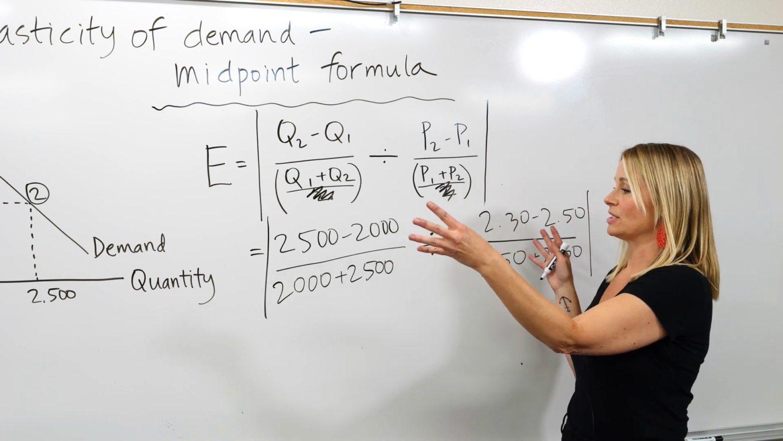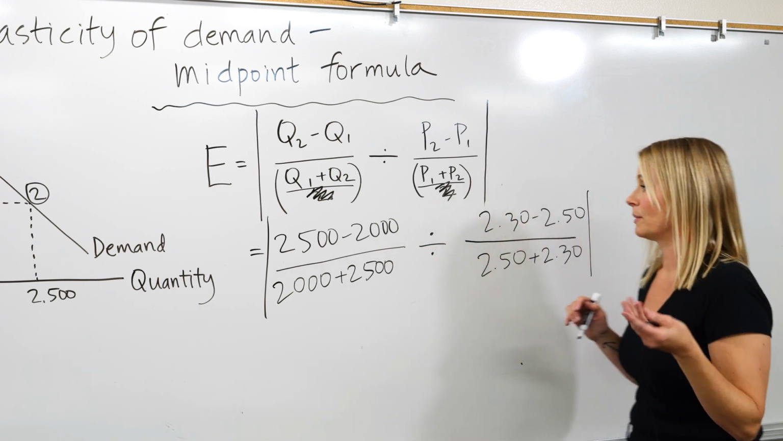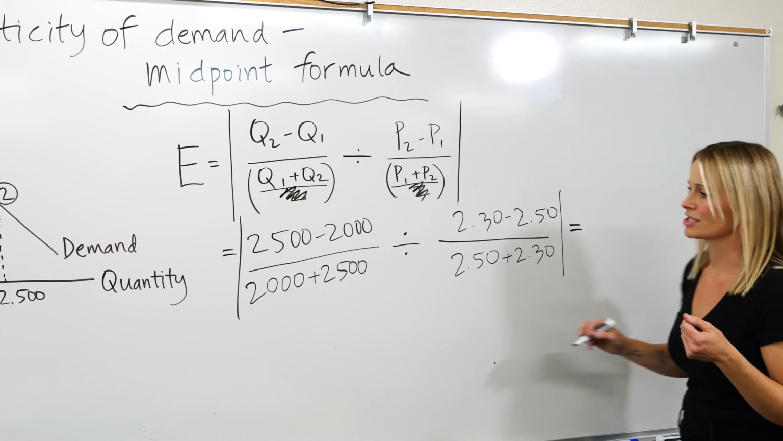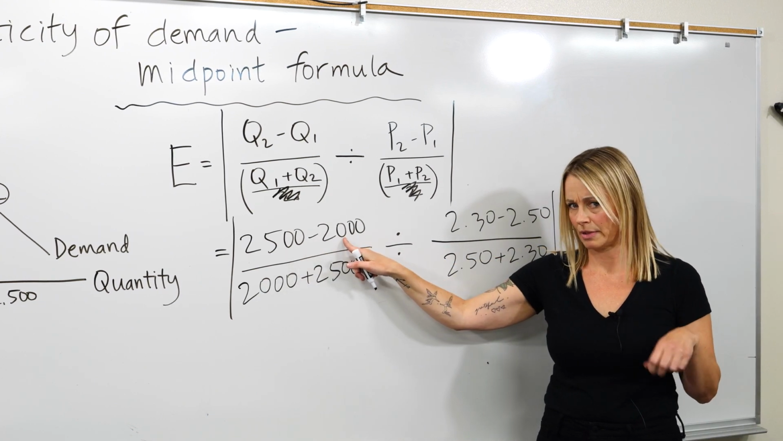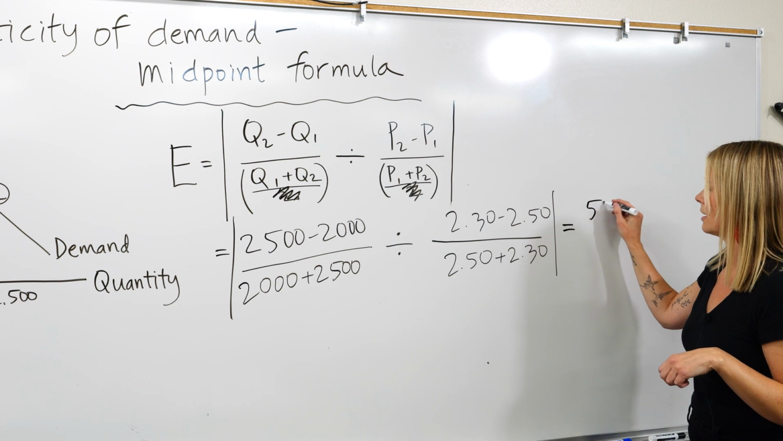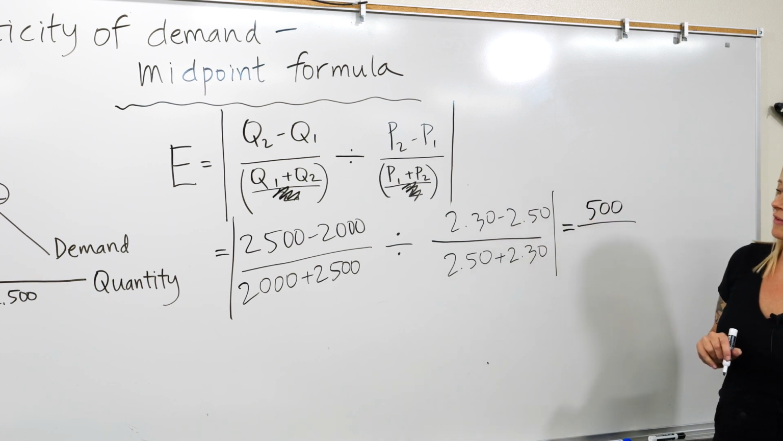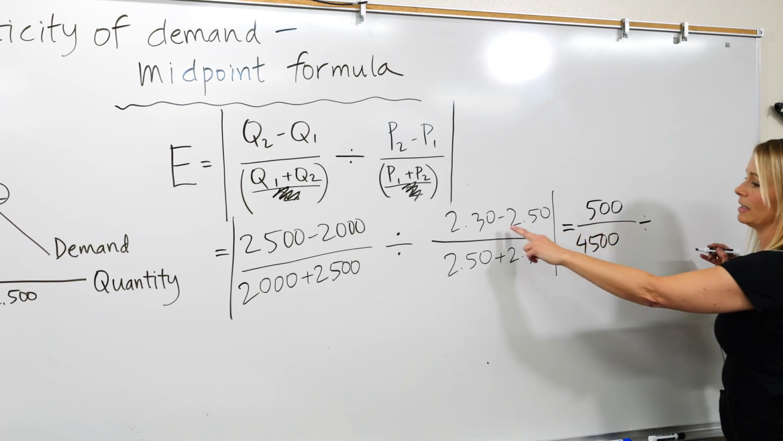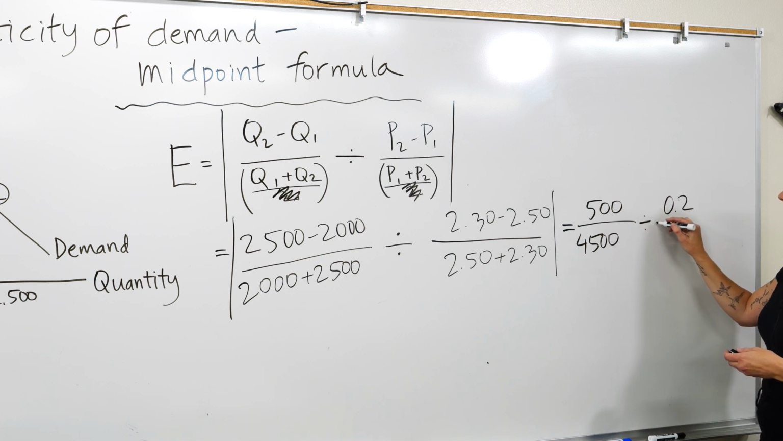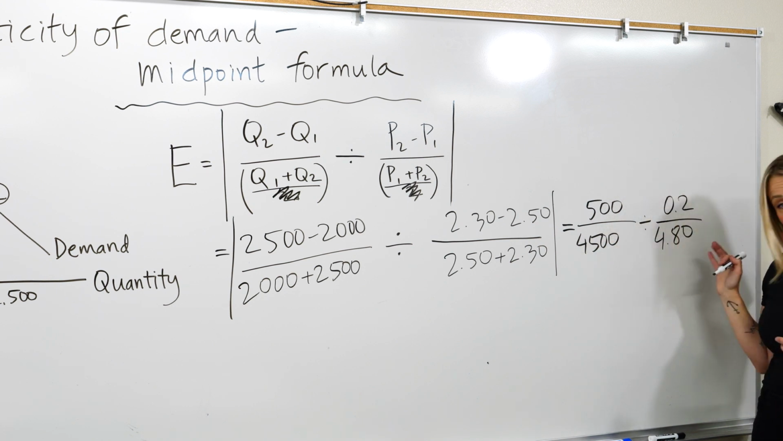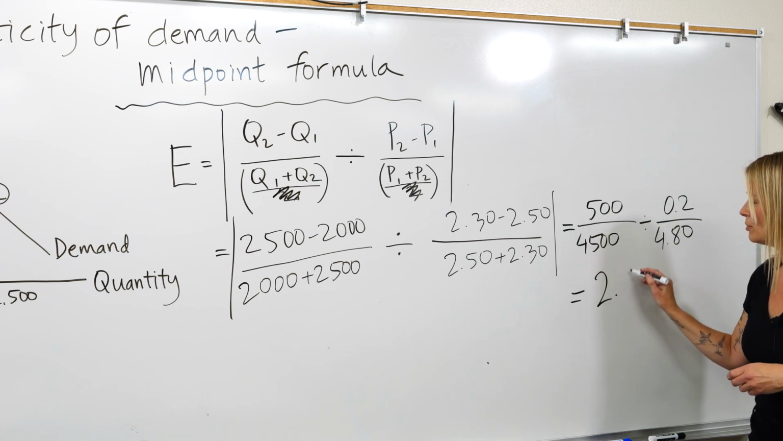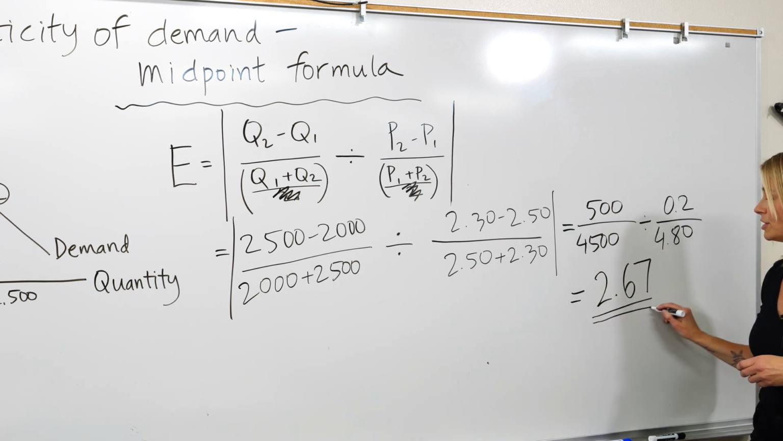Now, we could plug all of this into our calculators if we are pretty good at knowing when to put in parentheses and orders of operations and all that. I like to do a little head calculation first because otherwise you're going to type in 2,500 minus 2,000. That's 500. Let's not waste our little calculator fingers for that. And then we have 4,500 on the bottom there. And then that whole thing is going to be divided by, here we have a 0.2 if we take the absolute value, and then we have 480. And so now if we do all of that division, we would come out with a number such as 2.67 if we round to 2 decimals.